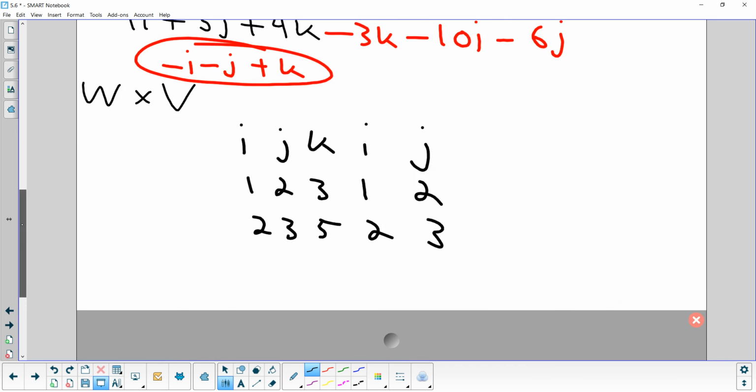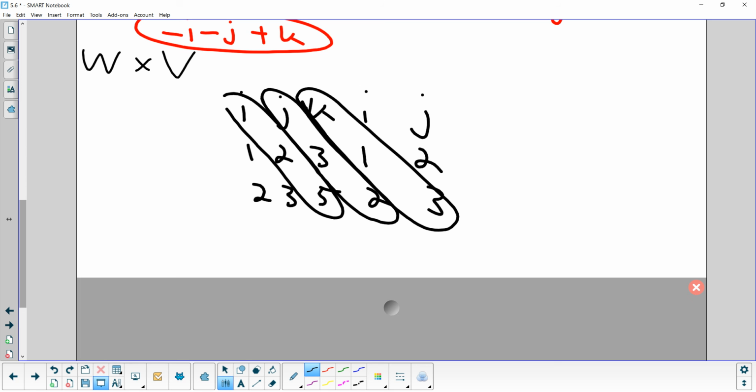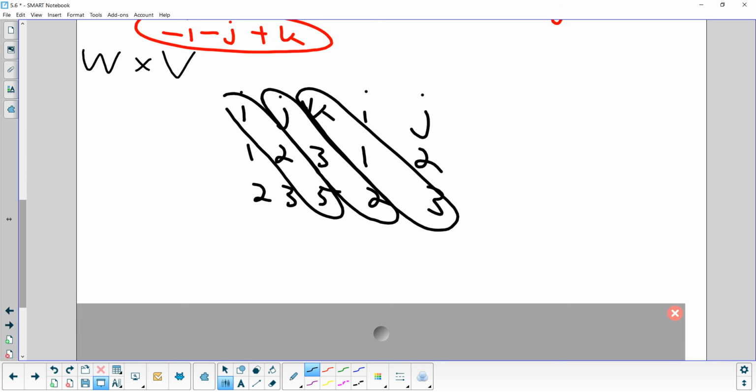Okay. Let's multiply the down and to the right. Colby, i times 2 times 5 gives me how much? 10i. Lacey, j times 3 times 2. 6j. Jacob, k times 1 times 3. 3k. So those are the down and to the right.